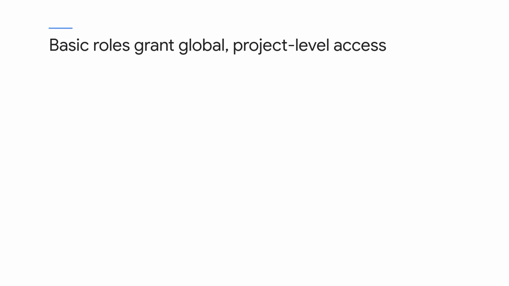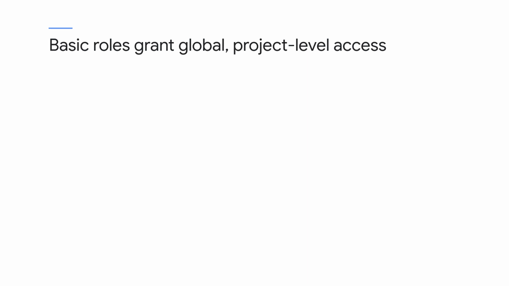There are three types of roles in Cloud IAM: basic, predefined, and custom. Basic roles are the first type of role. Basic roles existed before the introduction of Cloud IAM, but can still be used with Cloud IAM. These roles can be used to grant users global, project-level access to all Google Cloud resources within a project.